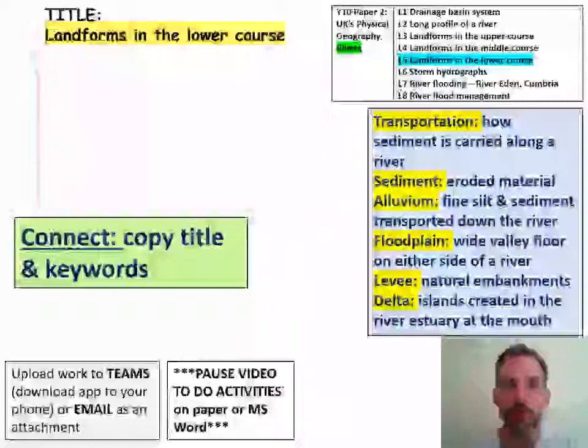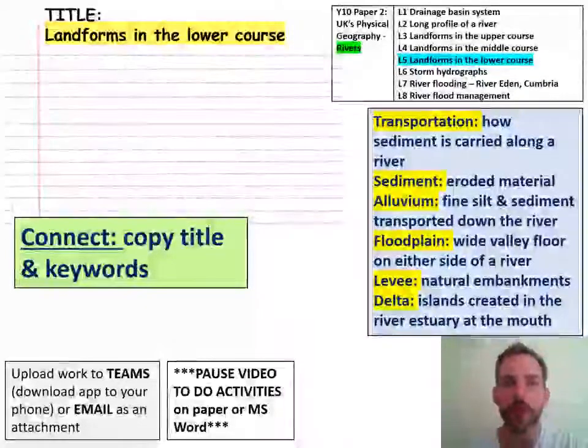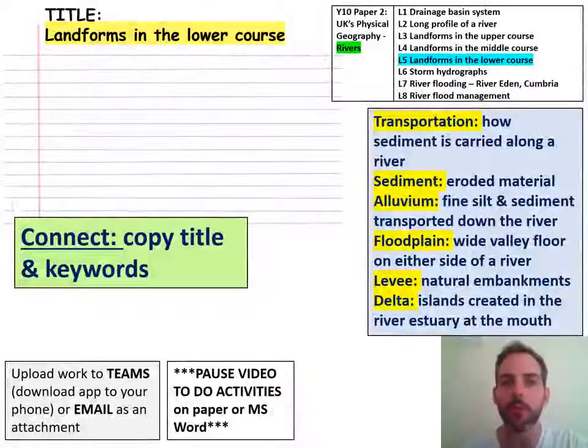Welcome to lesson 5 of the rivers topic. This is the landforms in the lower course. So we've explored the upper course and the middle course. Now we've arrived at the sea, at the mouth, and we're going to look at what happens in the lower course. Please copy the title and get those keywords into your glossary.